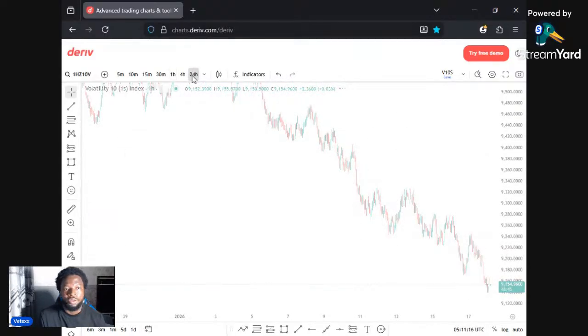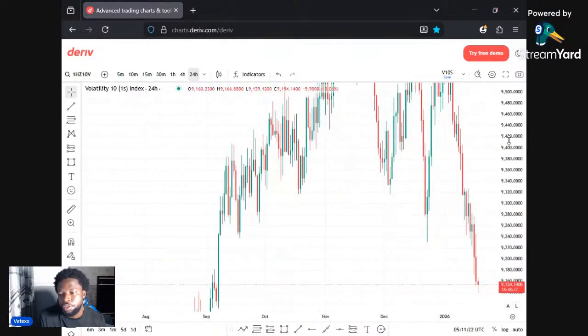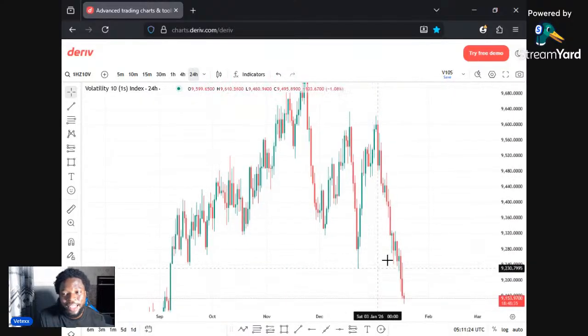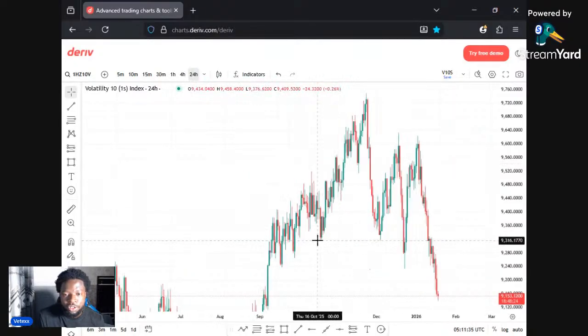Like I said, do your analysis. Top down analysis is very important. This is what is going to increase win rate most of the time in your trading. So from V10S, if you have your Deriv broker connected to your MT5, you see that on the weekly time frame, V10S is bullish. Okay, V10S is bullish on the weekly time frame.